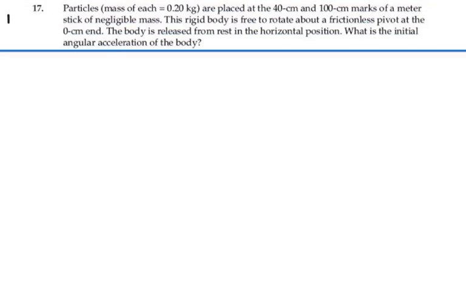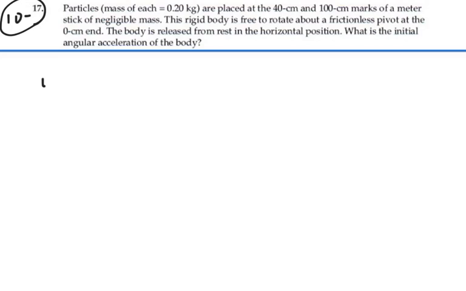Here's problem 1017. Particles, mass of each 0.2 kilograms, are placed at the 40 centimeter and 1 centimeter marks of a meter stick of negligible mass. The rigid body is free to rotate about a frictionless pivot at the 0 centimeter end. The body is released from rest in the horizontal position. What is the initial angular acceleration of the body?